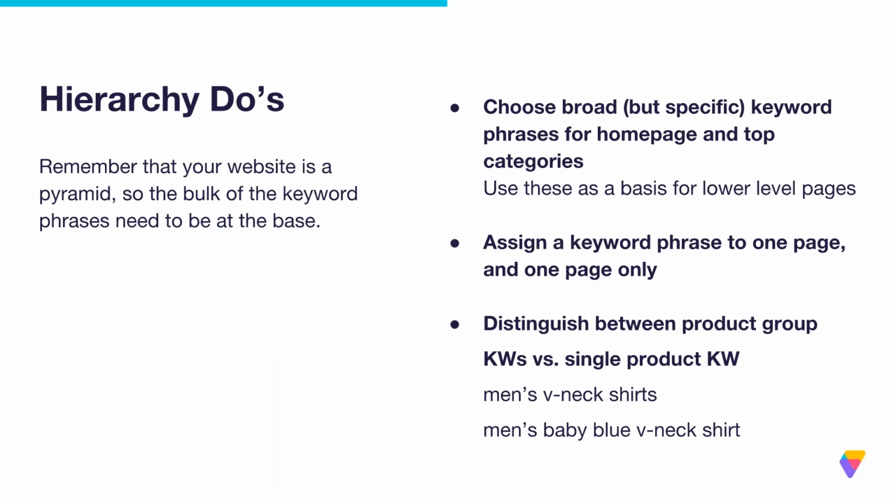So for some keyword hierarchy do's, you'll want to be choosing broad, long-tailed keywords for your home page and for your top category pages. The keywords on these pages should encompass your site overall. These can be used as the basis for lower-level pages. So for instance, if you run a site that sells makeup, you'd optimize the homepage for more general makeup terms that apply to your store, and then you go into more and more detail the further down you go, using those broad terms as a jumping off point for the more specific pages.